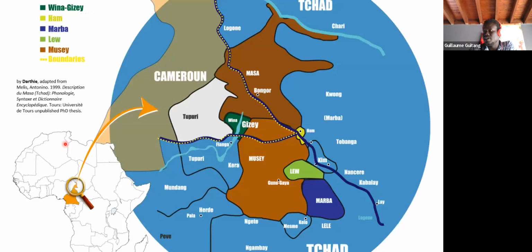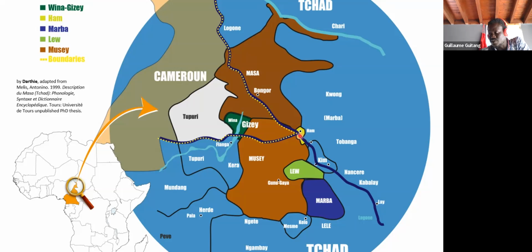Now, if we look at the location of the languages on the map, most of these languages span the Cameroon-Chad borders. You have Masana, which is here. You have the Gizey-Wina continuum here around the Fianga Lake. You have Musey, which is here. You have Marba-Leu, which is here. And then you have the tiny Ham community, which is also here.